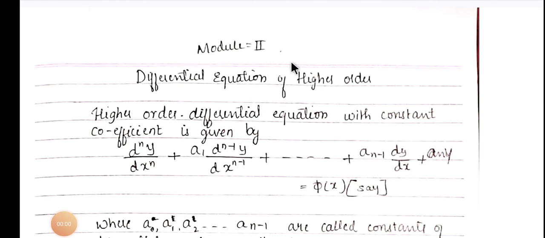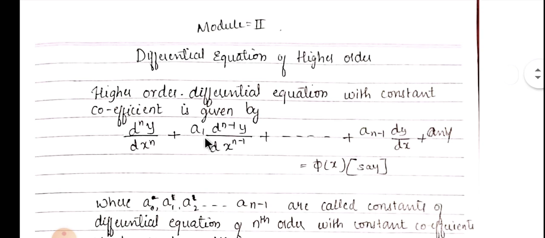Good morning everyone. Today we look into the second module, that is differential equations of higher order. A higher order differential equation with constant coefficients is given by the equation d to the power n y divided by dx to the power n plus a1 into d to the power n minus 1 y divided by dx to the power n minus 1 plus so on plus an minus 1 dy by dx plus an into y, which is equal to phi of x.